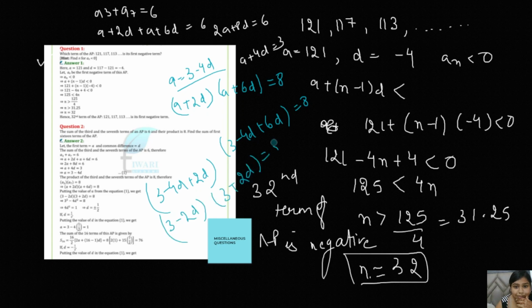You can see that this is an identity. You can apply a minus b, a plus b is a square minus b square. So 9 minus 4d square equals 8, so 4d square equals 1, and d square equals 1 by 4, and d equals plus minus 1 by 2.